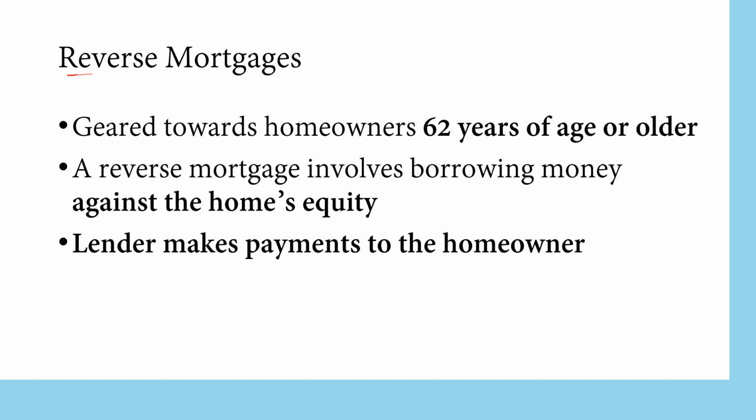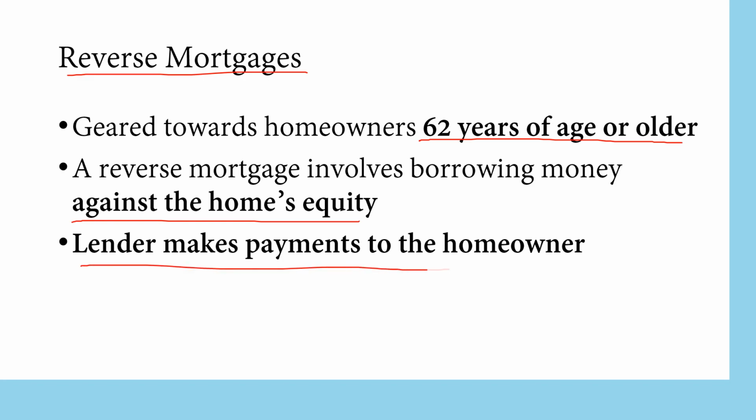Now let's discuss reverse mortgages. Reverse mortgages are geared towards homeowners that are 62 years of age or older. A reverse mortgage involves borrowing money against the home's equity, and lenders make payments to the homeowner. This is quite different than most mortgages. With most mortgages, it is the borrower that pays money to the lender. Here, with a reverse mortgage, it is the lender that makes payments to the homeowner. Now, keep in mind that this is not free money. This is a debt that must be repaid.